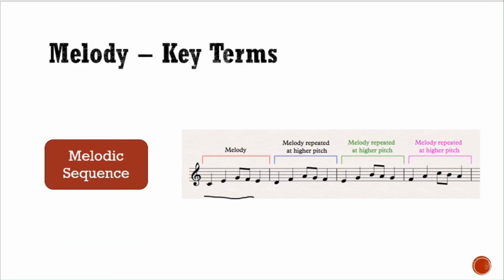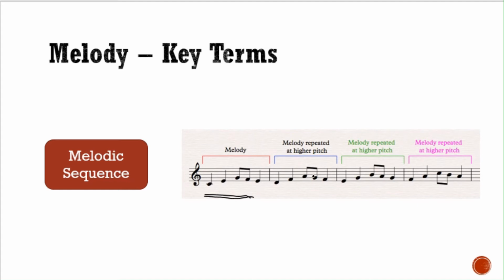Okay, now we're going to look at another key term with regards to melody, which is called melodic sequence. So a melodic sequence is where we take one short melodic idea, for example this one, which sounds like this. And then all we do is we take that pattern, but we shift it either up or down by a note or a few notes.